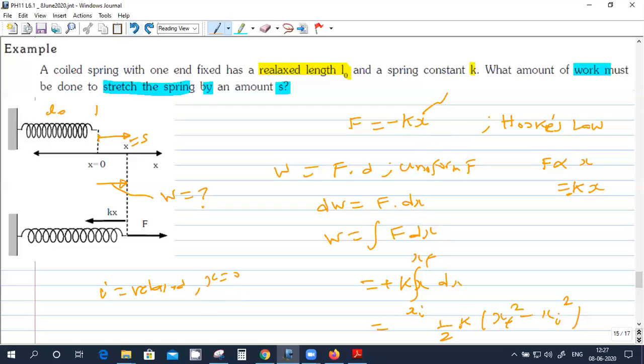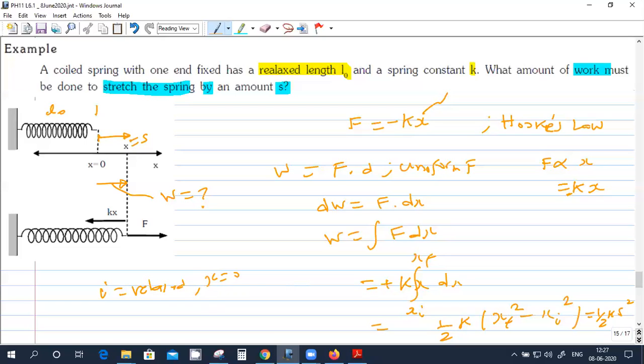So this expression is clear now: half x, final square minus initial square. So this is half k s square. That will be the work done in stretching the spring.